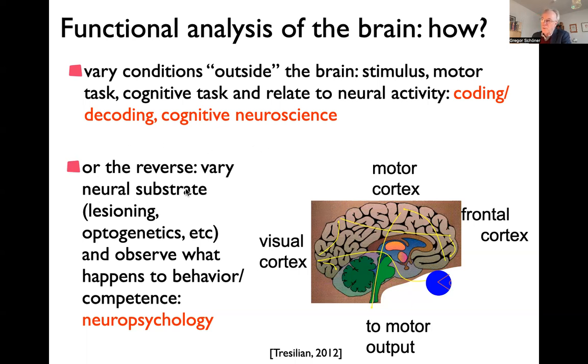There's also the reverse approach, where you vary the neural substrate. You can do that by lesioning the brain, deactivating certain regions. There's now very advanced work where you use optogenetics, and you can switch on and off networks, and then you observe what happens to behavior, to competence. That's classically called neuropsychology, and there are much more advanced versions of that. I'll only briefly refer to lesioning in one little spot here in the lecture.